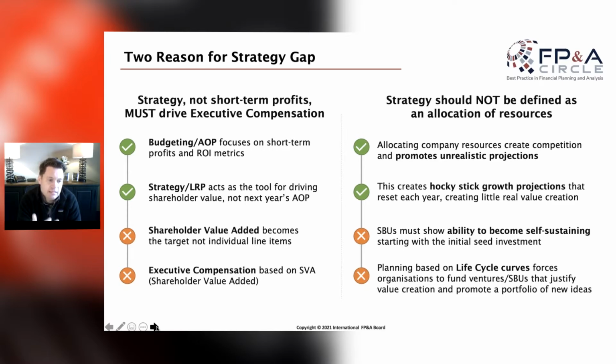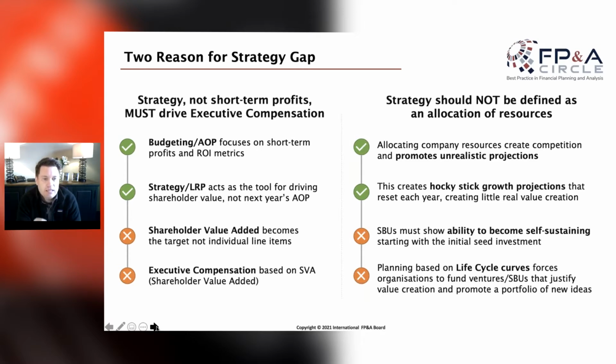What we need to do is take that further and use the LRP to drive shareholder value added. So that becomes the target. It's not a line item exercise at that point. It's not saying, well, revenue has to be X in 5 years. It's what value are we creating, and that's what we need to tie to. And then ultimately the executive compensation has to link to that.